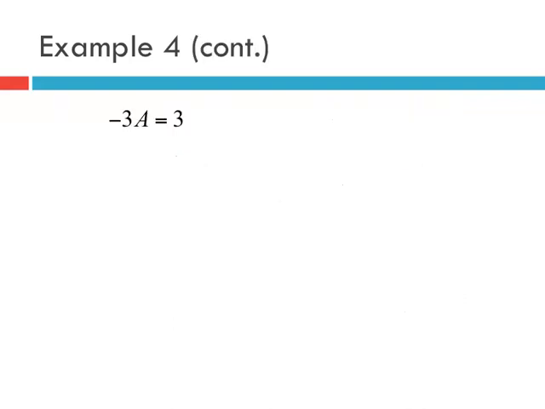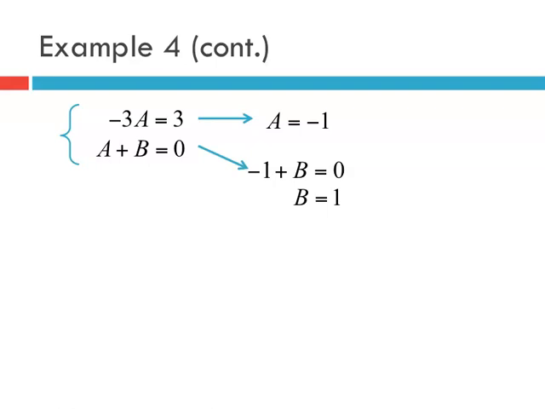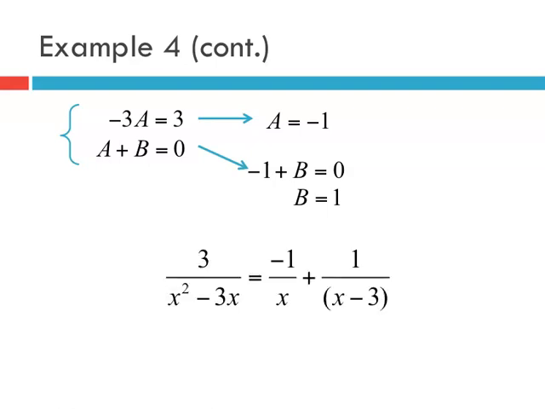All right, so here's our system of equations. So -3a equals 3, a plus b equals 0. Now we can pretty easily find the value of a in the first equation. So that gives us a equals -1. And since we have that, now we can plug that into the second equation. So we have -1 plus b equals 0, which means b has to equal 1. Plugging a and b back in here, we have -1 over x plus 1 over x minus 3.